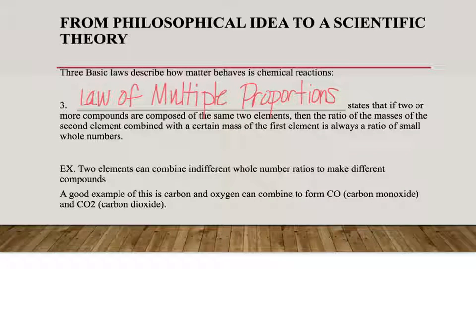So the last law we're going to talk about here is the law of multiple proportions, and it states that if 2 or more compounds are composed of the same 2 elements, then the ratio of the masses of the second element combined with a certain mass of the first element is always a ratio. So this is just kind of a confusing way to say that although we know, based on the law of definite composition, that they combine in a fixed ratio, there are some elements that can combine to form a various number of compounds. But when they do so, they still do it in a fixed ratio.